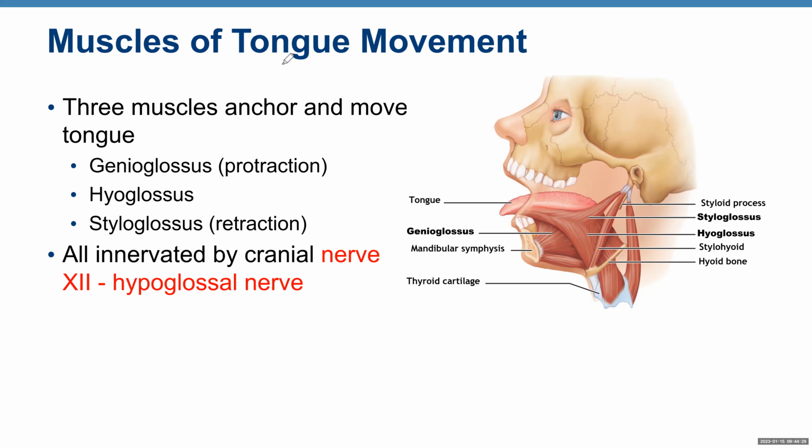All innervated by the hypoglossal nerve. And again, you see this glossal, that's tongue. So it's under your tongue, a nerve that goes under your tongue. Cranial nerve number 12.